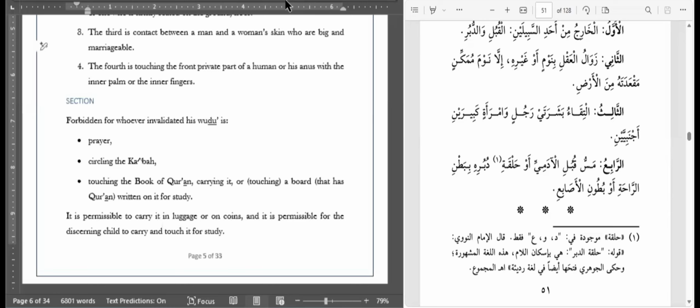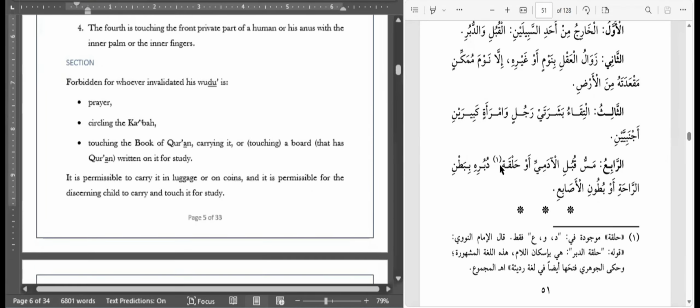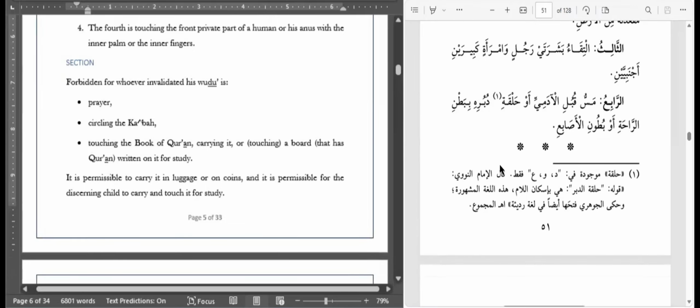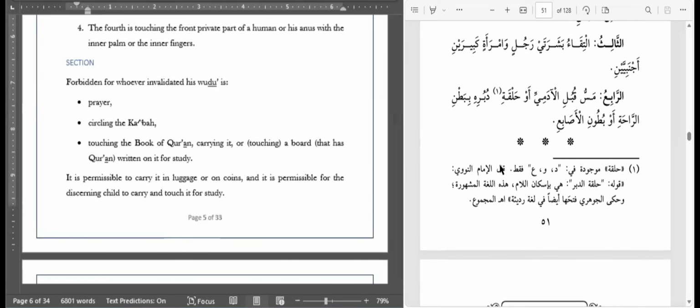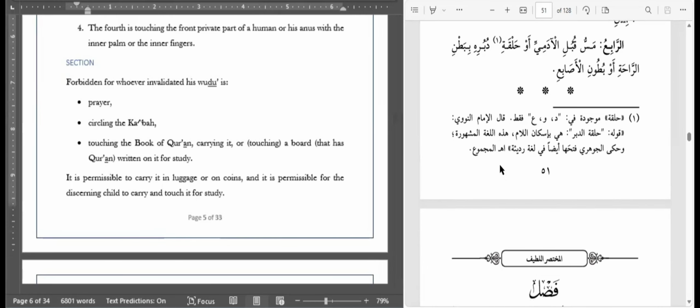Then he said here, rahimahullah ta'ala, the fourth is touching the front private part of a human or his anus with the inner palm or the inner fingers. So I mentioned for you. Why he said the front private part or the anus? Why he didn't just say a private part? And that would include the anus. Well, he could have. Had he said it that way, he would be correct. And it would be fewer words. He would have said something that includes everything that should be included.